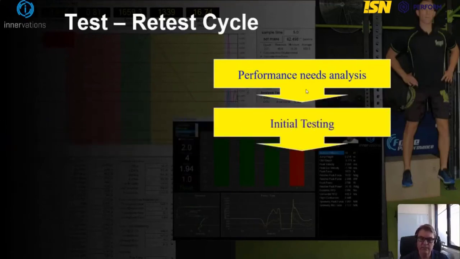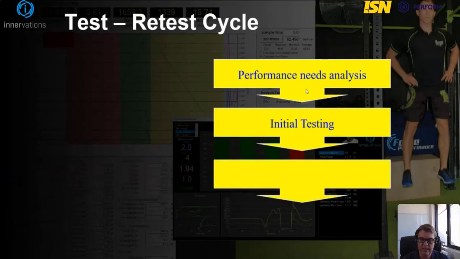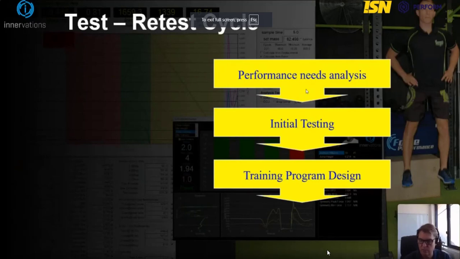Once the performance needs analysis is completed, we design up a testing protocol specifically to test those qualities that we have deemed to be important to the particular target activity. With the initial testing, we use that to inform the training program design. And this is important. Quite often we see that we perform some testing, a whole range of testing, which is great, but then we don't actually change the training program design, which is a bit of a waste. It's a waste of the athlete's time and effort, as well as the strength and conditioning team.